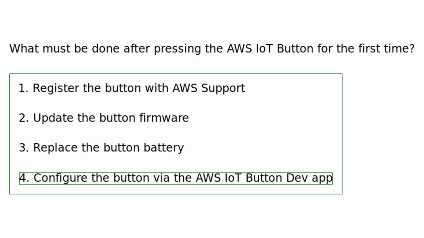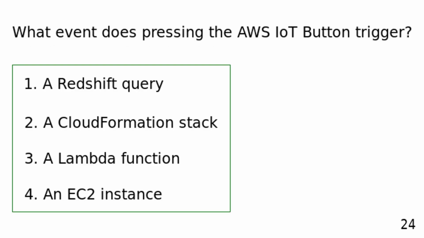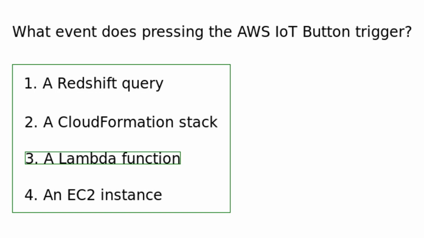Dev app. What event does pressing the AWS IoT Button trigger? A Redshift query, a CloudFormation stack, a Lambda function, an EC2 instance. Pressing the button triggers a Lambda function that can execute custom code.